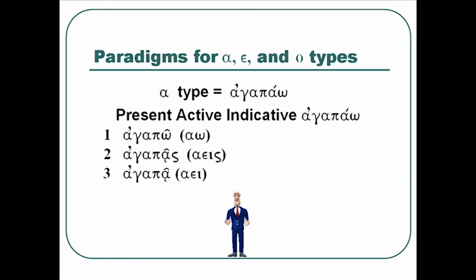Okay, let's take a look at some of these contract type verbs. We'll start with agapao, the alpha ending contract verb. We'll look at the present tense because that's where a lot of the contractions happen. So our first person is agapo. You see the circumflex over the omega, so you know there's been a contraction. And it's an alpha plus omega. O overcomes, omega wins. Second person, you love, agapas.